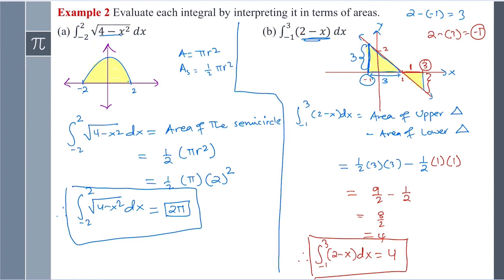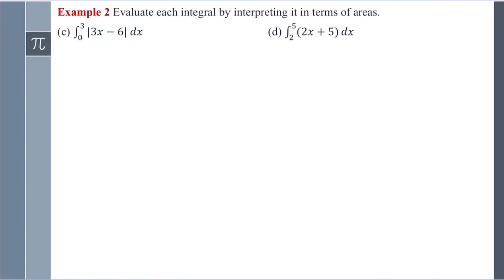Let's look at more examples. Now we have an absolute value function here. Usually the integral of an absolute value function gives us the total area, because we are just looking at the absolute value, or the positive values only. So let's go ahead and grab this function again. We are going to grab that.